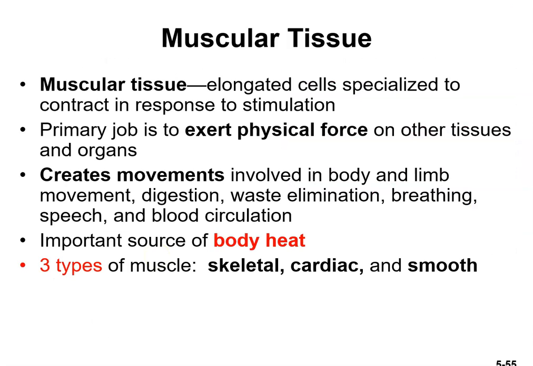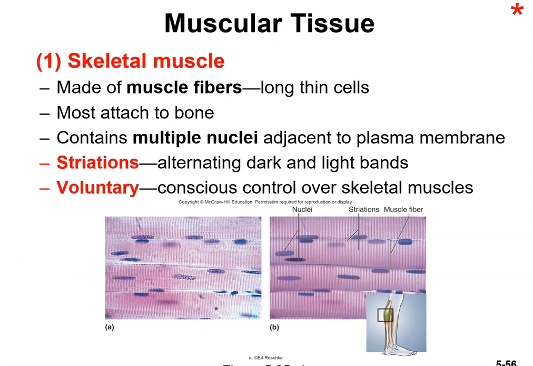The muscular tissues are elongated cells specialized for contraction when they receive a stimulus. We have three types of muscular tissue: skeletal, cardiac, and smooth muscular tissue. The purpose of skeletal muscle is for movement. That movement is voluntary, which means the movement of the muscle is controlled by our central nervous system.